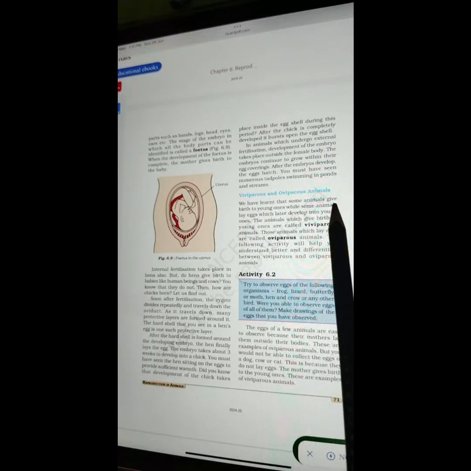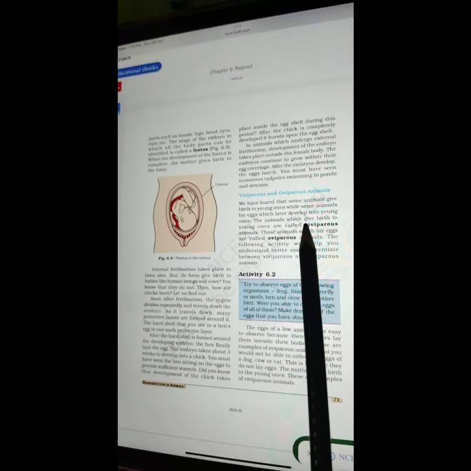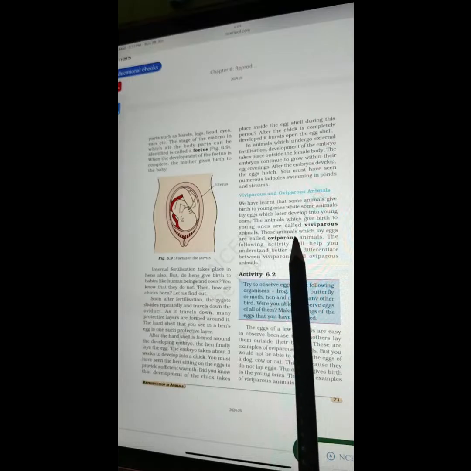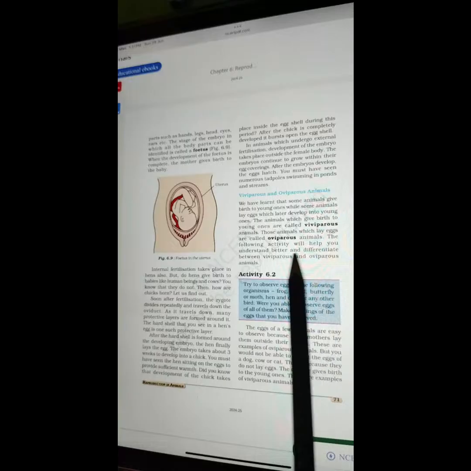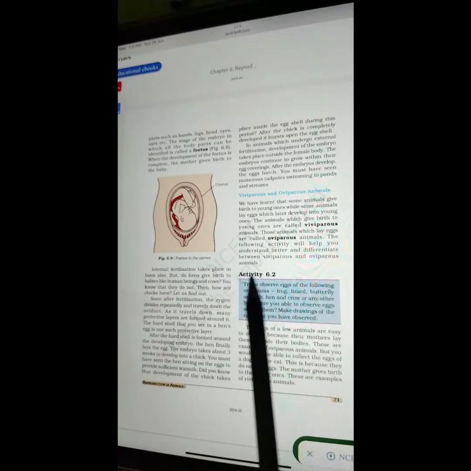Viviparous and oviparous animals. We have learned that some animals give birth to young ones while some animals lay eggs which later develop into young ones. The animals which give birth to young ones are called viviparous animals. Those animals which lay eggs are called oviparous animals. The following activity will help you to understand better and differentiate between viviparous and oviparous animals.